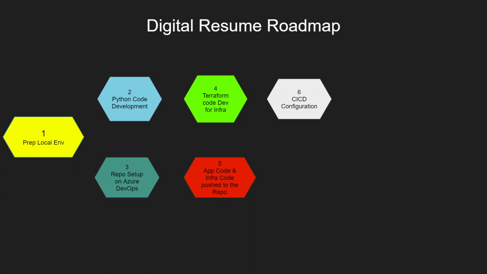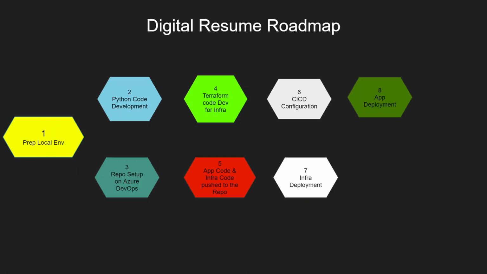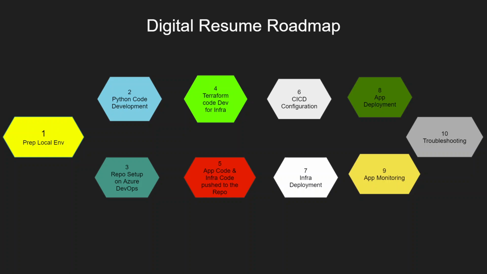And then we're going to have our app and infrastructure code pushed to our repo. On 6, we're going to set up our CICD pipeline. And then we're going to deploy our infrastructure, and on 8 we're going to deploy our application, and 9 we're going to monitor our application, and lastly we're going to troubleshoot our application. So these are the 10 steps that we're going to follow here.